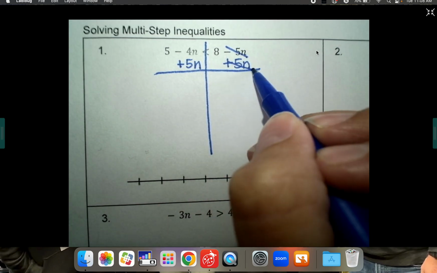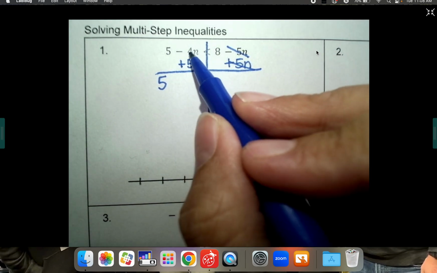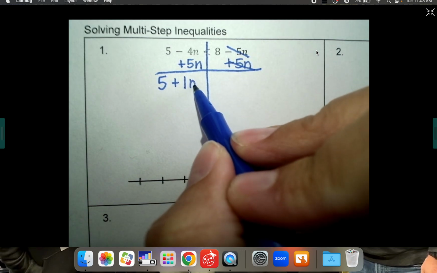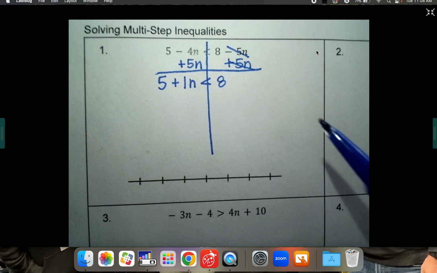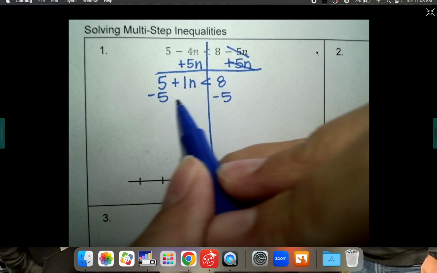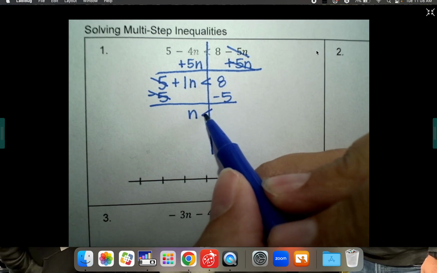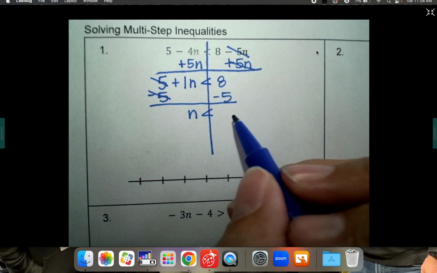So these cancel. I'm going to bring down the 5. Negative 4n plus positive 5n is positive 1n. And then you've still got 8 over here. Now I'm just going to solve it like a normal two-step equation. Minus 5 on both sides. Cancel, cancel, bring down your n. You can leave a 1 there if you want, but it's the same thing as n, which means we're done. 8 minus 5 is 3.